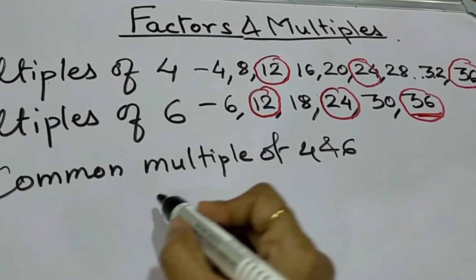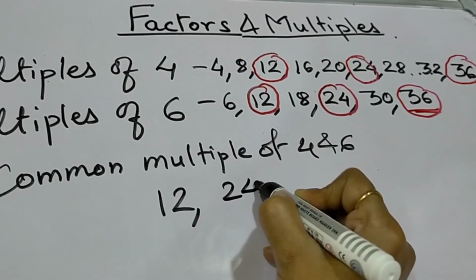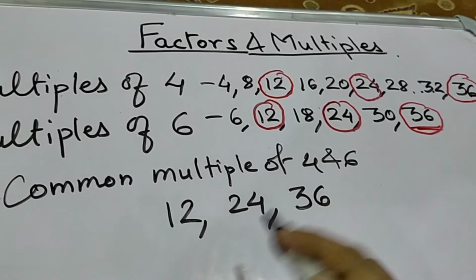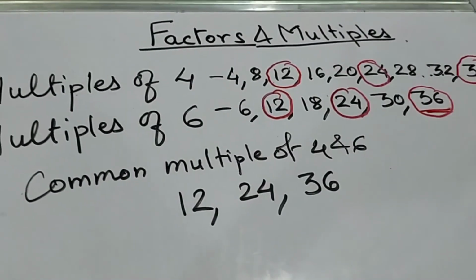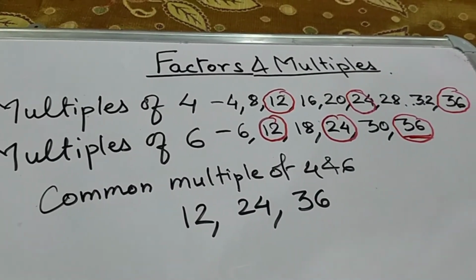So 12, 24, 36. These are the first 3 common multiples of 4 and 6.